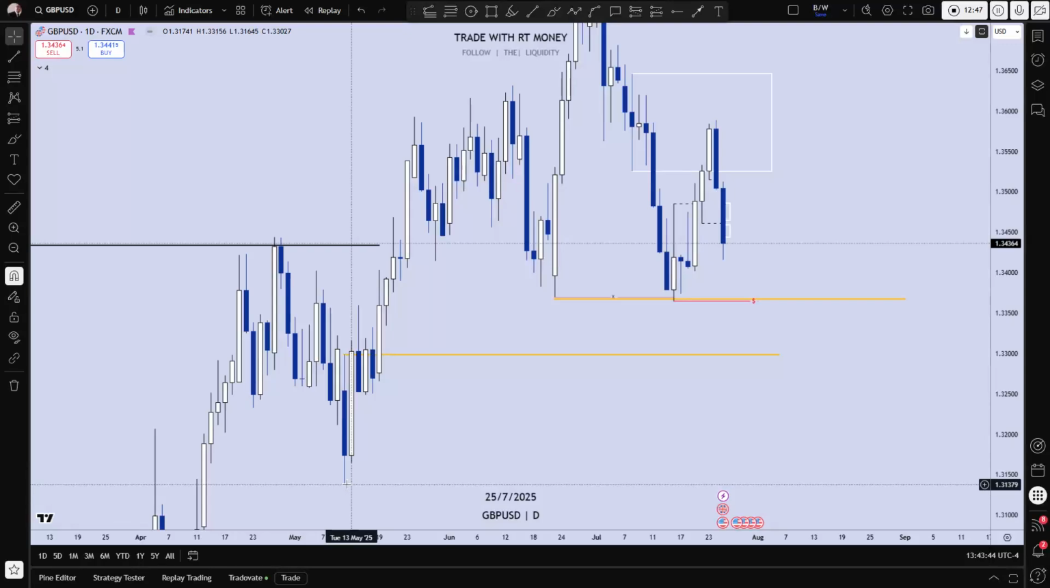Are we going to keep coming down to this low? I don't think so. I think we're going to come up here because this is untested, and I think there's some support here at 1.33.